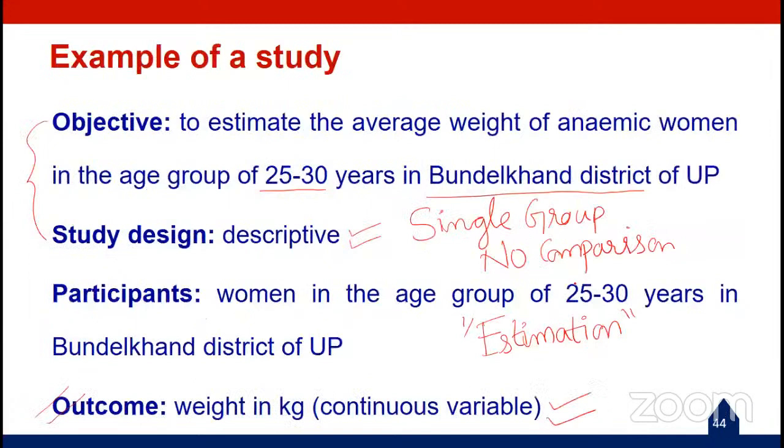So the message is clear: sample size computation involves a formula, and you need to plug in some inputs. The sample size formula varies with the objective and with the nature of the primary outcome variable.